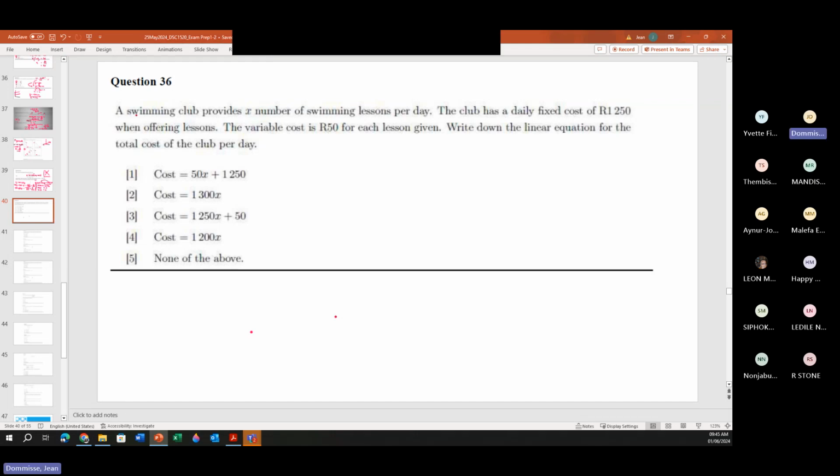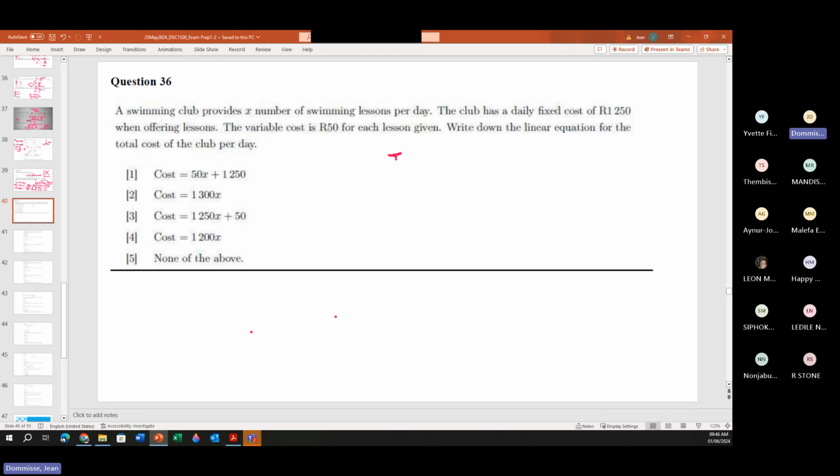A swimming club provides X number of swimming lessons per day. The club has a daily fixed cost of 1250 when offering lessons. The variable cost is 50 Rand per lesson. Write down the linear equation for the total cost.